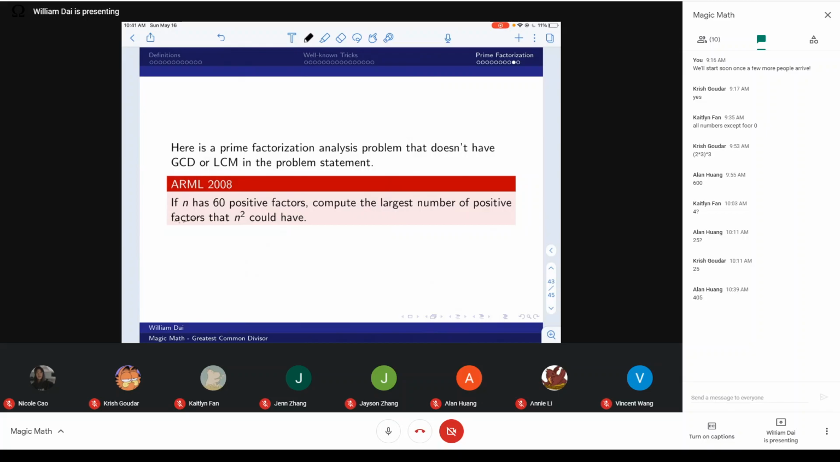Okay, so let's go over the solution. So n has 60 positive factors, and this is a synonym for divisors. And we want to compute the largest number of positive divisors that n squared could have. Okay, so our first step is again creating the prime factorization. That's our first step in all of these problems. Create a prime factorization because this is the prime factorization section.